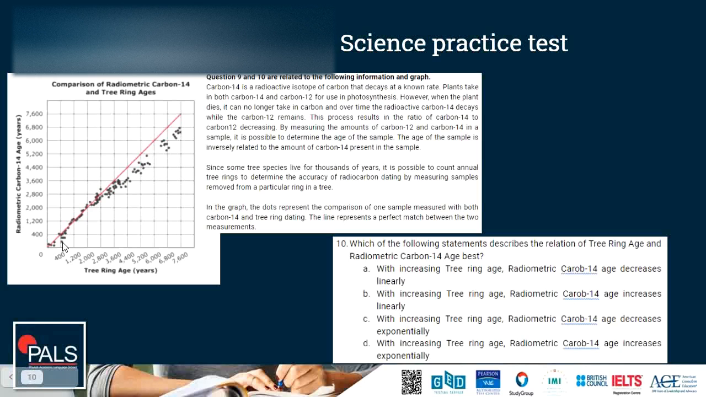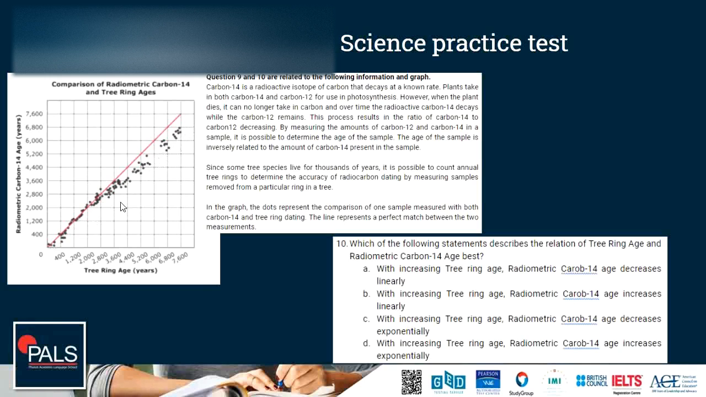So exponential increase would look like this curve, first low and then rapid increase. Exponential decrease, we would go the other way, curve starting up here and then going down. Linear decrease means we start up here, going down. Linear increase means we start down here and go up.